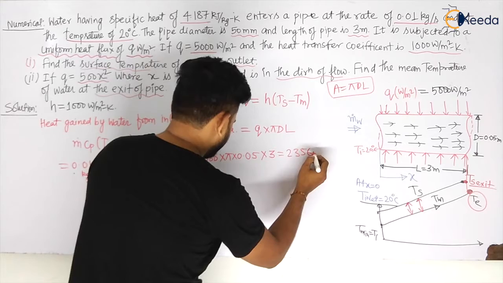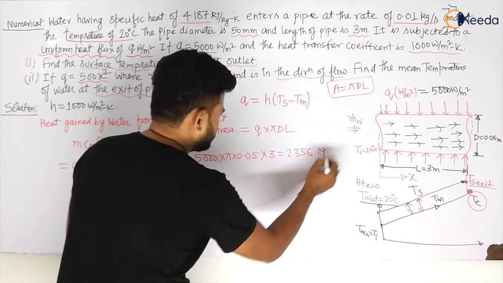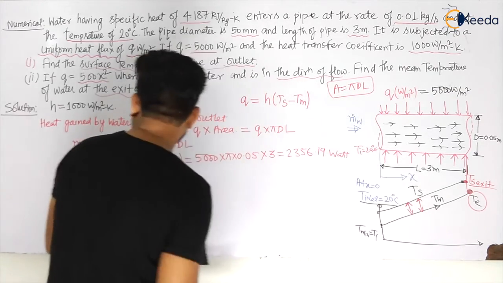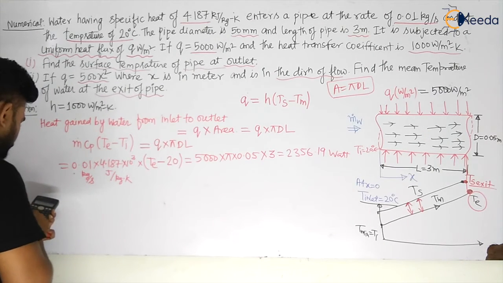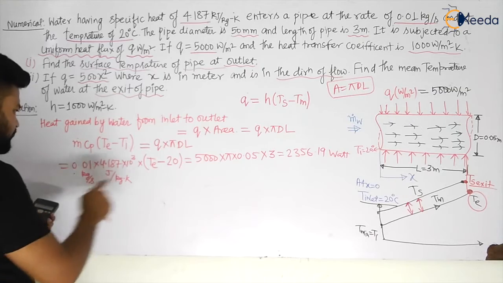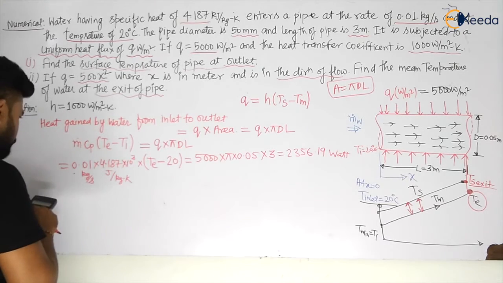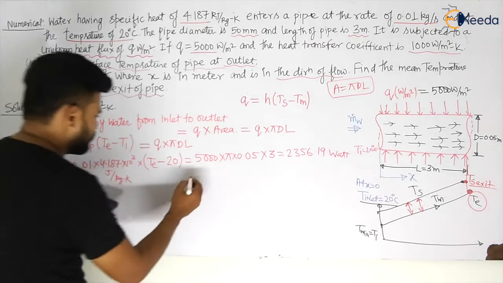2356.19. Okay, watt. Now if I divide with this, what will happen? Let us see. 0.01 multiplied by 4187. I'm directly taking this. Okay, 4187. So this value will become equal to how much?